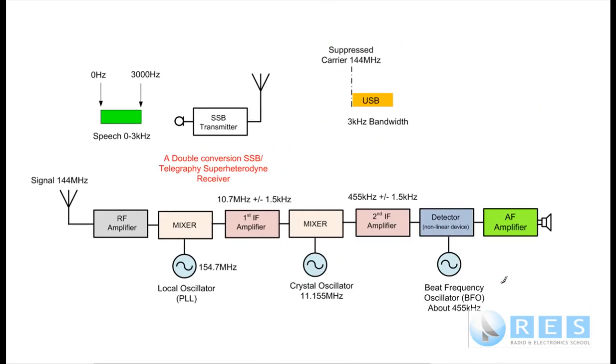Now an SSB receiver is a telegraphy receiver as well. So suppose we were transmitting just a carrier, which is what Morse code is. We'll take away the upper sideband. So we're just transmitting a radio frequency carrier on 144 megahertz, and we're turning that carrier on and off in the pattern of the Morse code. That's what Morse code is. Morse code doesn't have any tone. The tone produced in the receiver is made by the receiver.